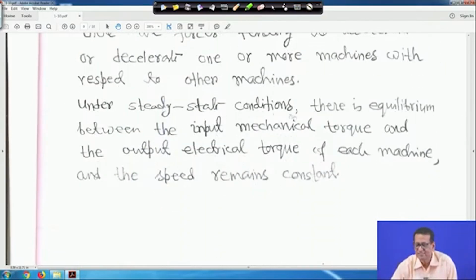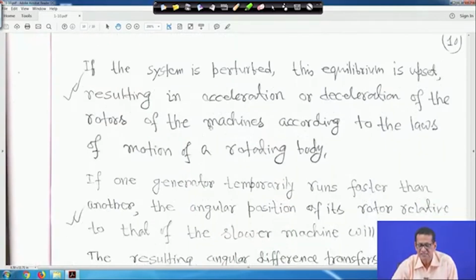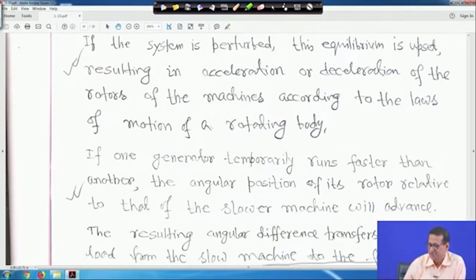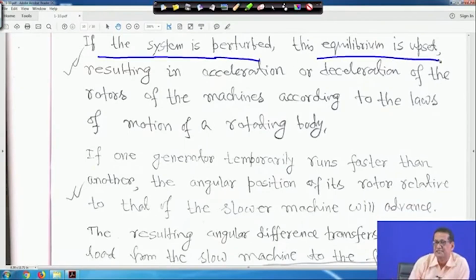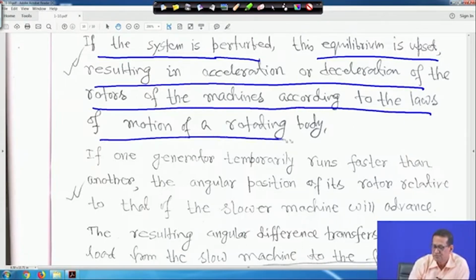Under steady state condition, there is equilibrium between the input mechanical torque and the output electrical torque of each machine, and the speed remains constant. Now if the system is perturbed, that means some disturbance is there, this equilibrium is upset. This is a very common phenomenon, resulting in acceleration or deceleration of the rotors of the machines according to the laws of motion of a rotating body.